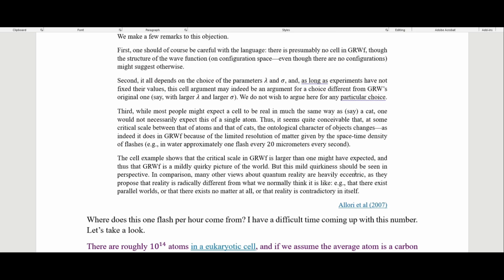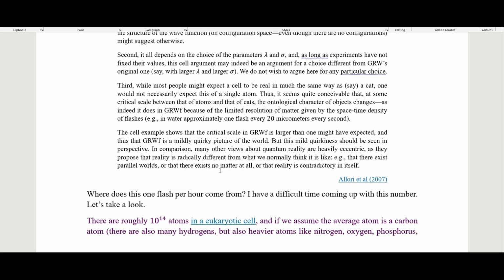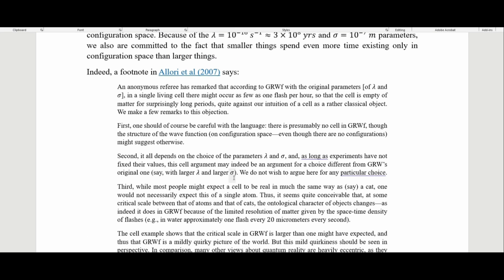But this mild quirkiness should be seen in perspective. In comparison, many other views about quantum reality are heavily eccentric, as they propose that reality is radically different from what we normally think it is. For example, that there exist parallel worlds, which is probably talking about the many worlds interpretation, or that there exists no matter at all, or that reality is contradictory to itself. And so this I thought was curious.